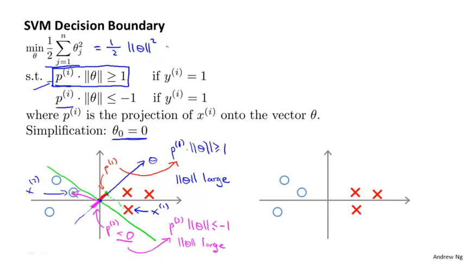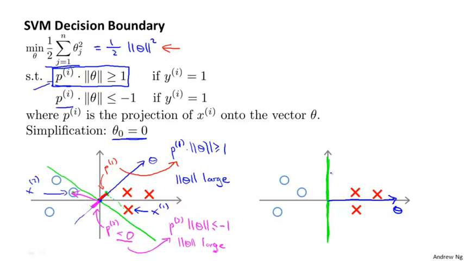But what we're doing in the optimization objective is we're trying to find a setting of parameters where the norm of theta is small. And so this doesn't seem like such a good direction for the parameter vector theta. In contrast, let's look at a different decision boundary. Here, let's say this SVM chooses that decision boundary. Now the picture is going to be very different. If that's the decision boundary, here's the corresponding direction for theta.